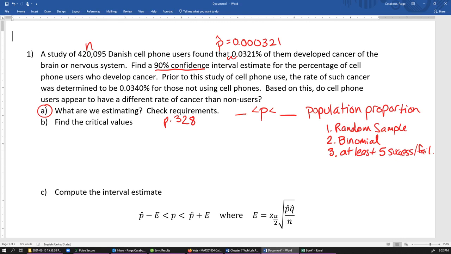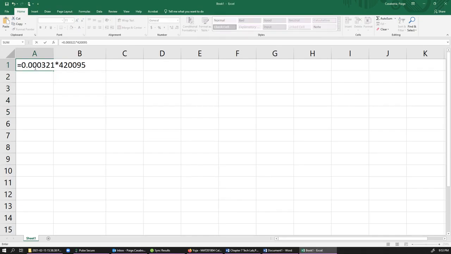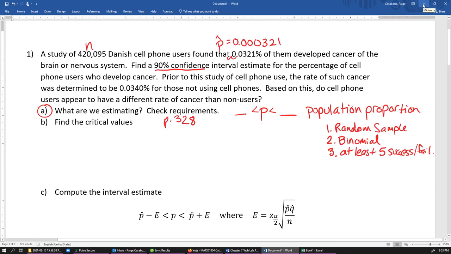You would want to check to see what that 0.0321% of this n value is. We could compute that off on the side. So if I take that tiny percentage of the 420,095, we get about 135. So even though it's a really tiny percentage, there were more than 5 people in this sample that did get cancer. And really, you just don't want either the success or failure categories to be too small. Otherwise, it's just not enough to make conclusions based on.